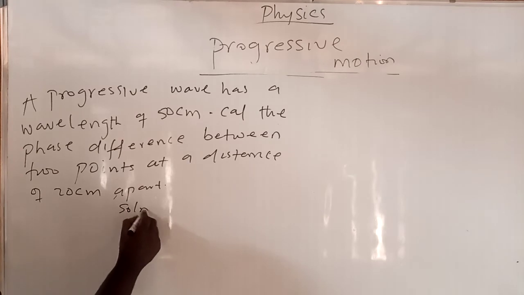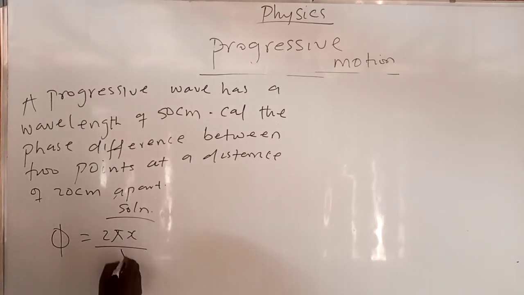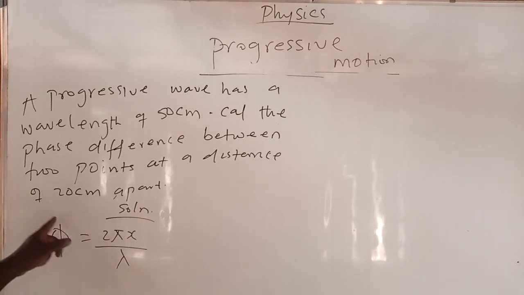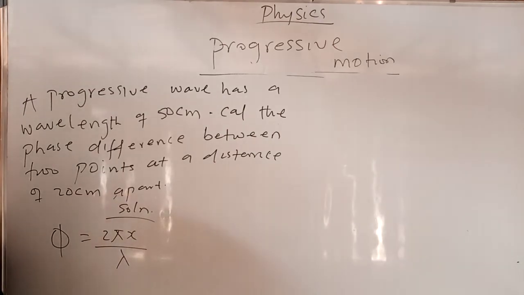So, of course, this is the solution. The phase angle is 2πx all over λ. One of my students was asking me what x was. Of course, if λ is the wavelength, x is the distance apart. Do you know one thing? Phase angle has no SI unit, because if the distance apart is in meters, your wavelength is in meters, and meters will cancel meters. It doesn't have SI units.